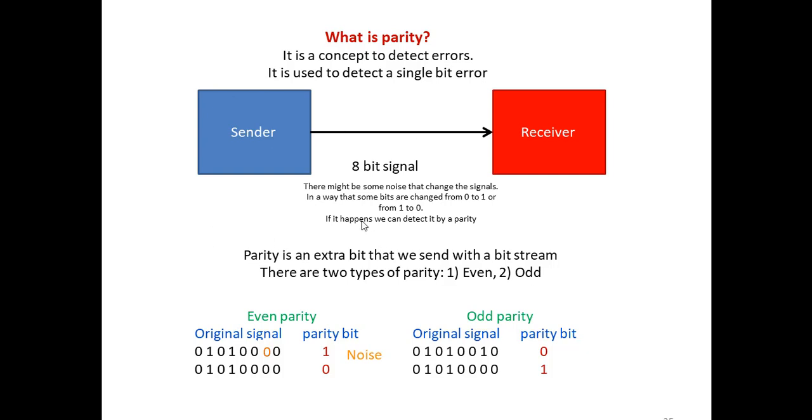So when you purchase an instrument, in the instrument's manual you will see the baud rate and you will see the parity, which is even or odd. And then you have to define it in your LabView program.